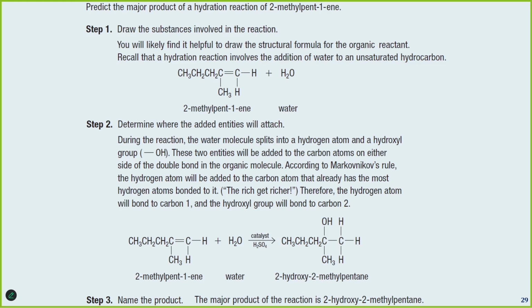Be careful: when the question asks you to find a major product, you should follow the Markovnikov rule. Of course, you will get some other product, but the question asks to predict the major product.